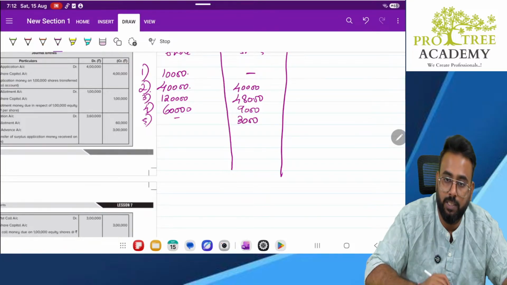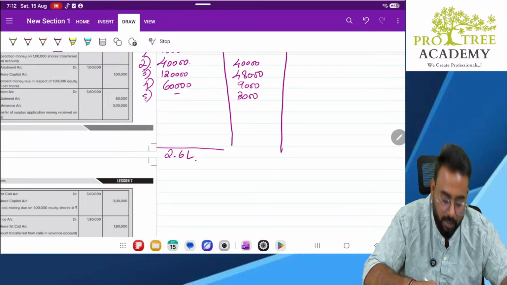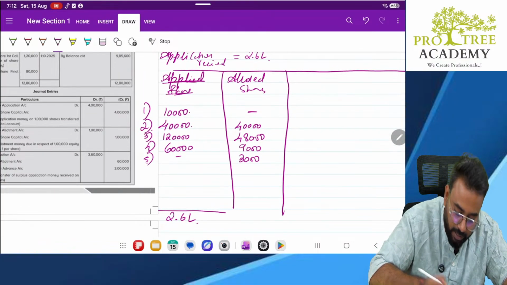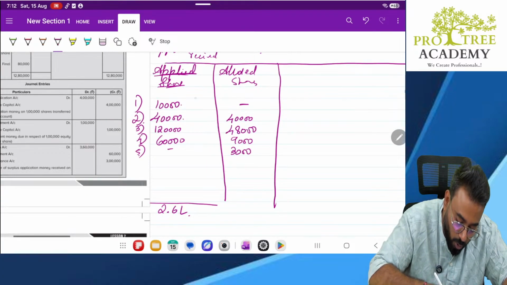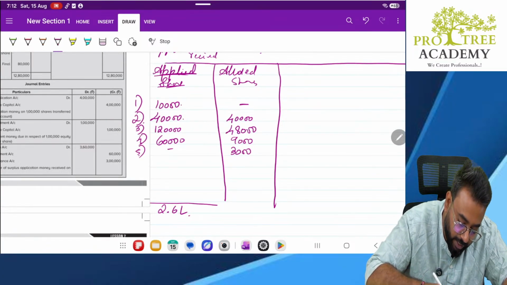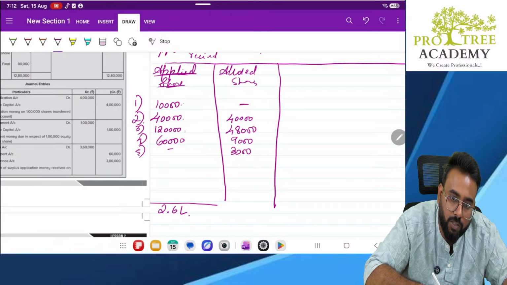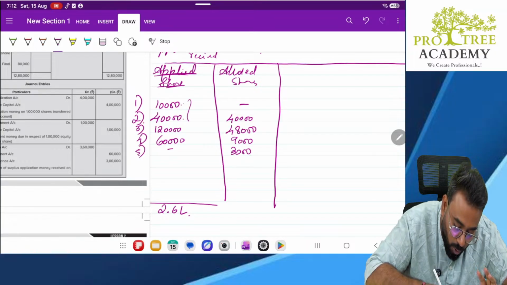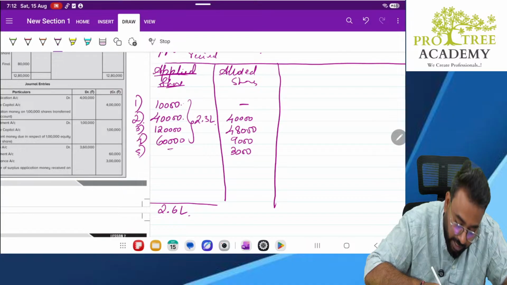Sir, here we don't know how much. Total this, no? You total this. This total should be 2.6 lakhs. Correct or no? This is applied shares. How much applied shares have we received? We have received 2.6 lakhs. So this total should also be 2.6 lakh. Now how much are we getting? Sir, 10,000 plus 40,000 is 50,000. 50,000 plus 1,20,000 is 1.7 lakhs. 1.7 lakh plus 60,000 is 2.3 lakhs. So total is coming to 2.3 lakh. How much should be the total? 2.6 lakh. So the difference 30,000 is nothing but these shares.